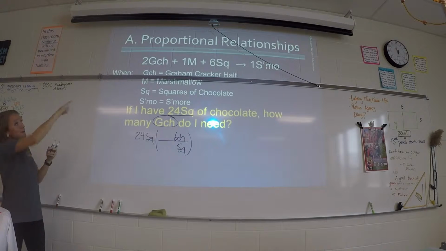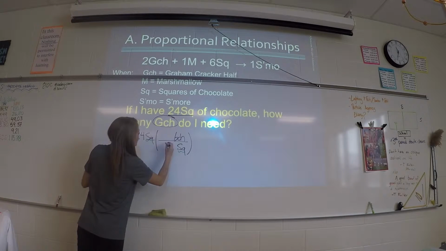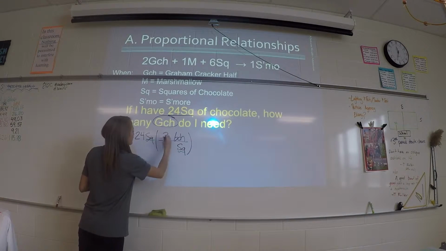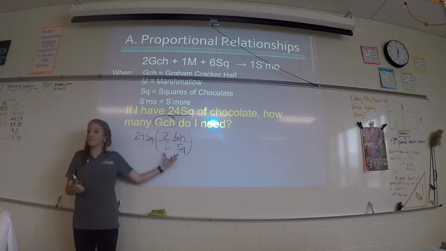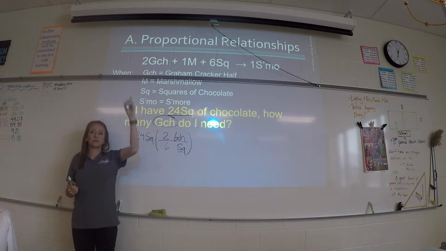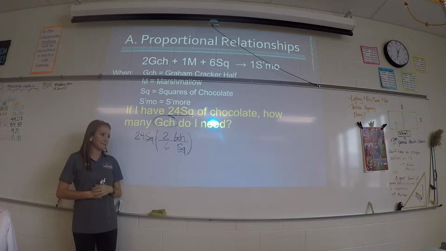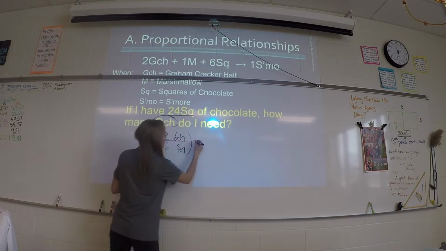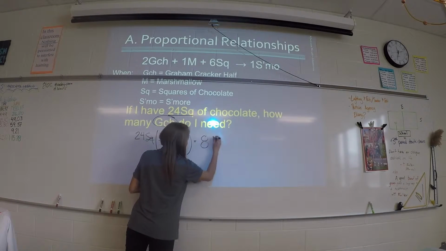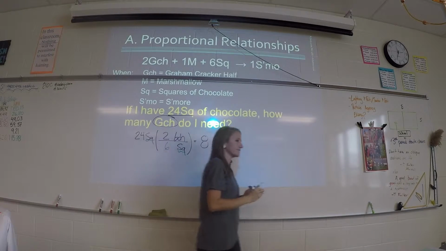So from the balanced equation, we see that there are 6 squares of chocolate for every 2 graham crackers. Okay, this is the new thing we learned today with conversions: using a balanced equation. That's why we had to learn how to balance first. So, Mitchell, you can have a smiley face for that, by the way. All right, you multiply that all through, and you should get 8 graham cracker halves is how many I need.